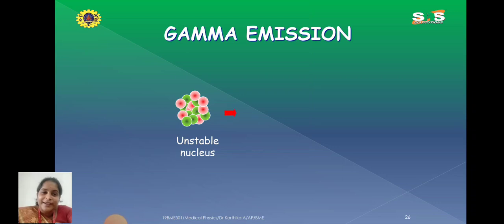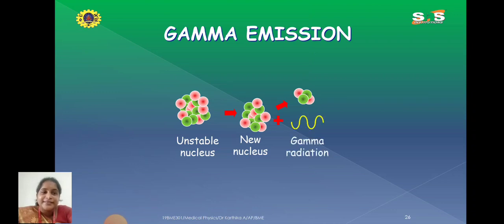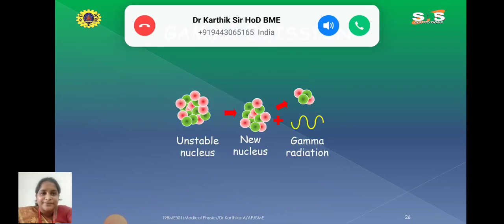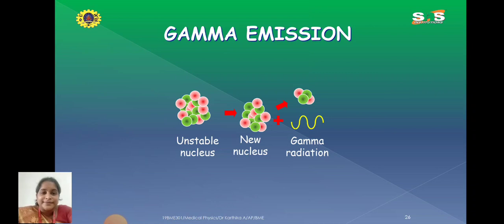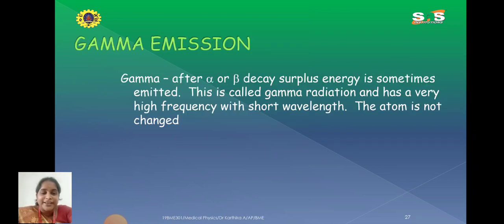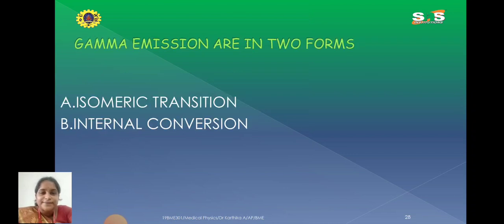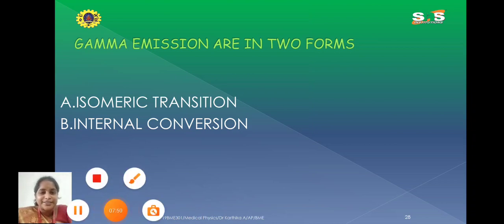And this is gamma emission. See this one: an unstable nucleus emits a new nucleus and gamma radiation. In gamma radiation, after alpha or beta decay, the surplus energy is sometimes emitted. This is called gamma radiation and it has a very high frequency with shorter wavelength. The atom is not changed. In gamma emission we have two forms: one is isomeric transition and another one is internal conversion.